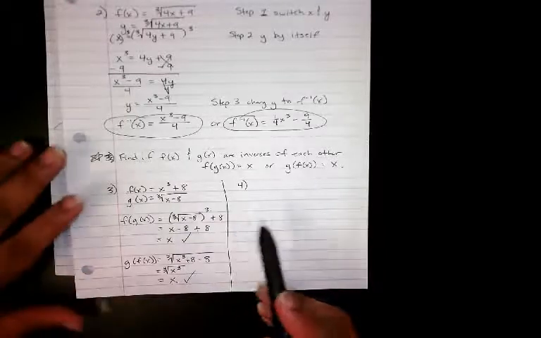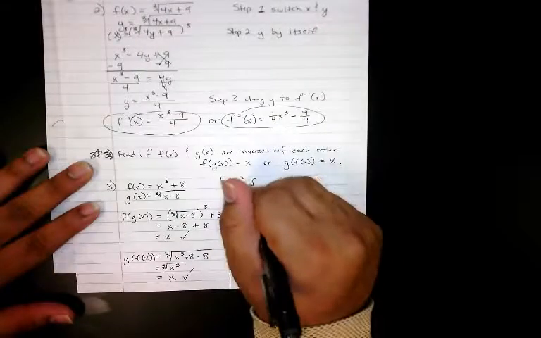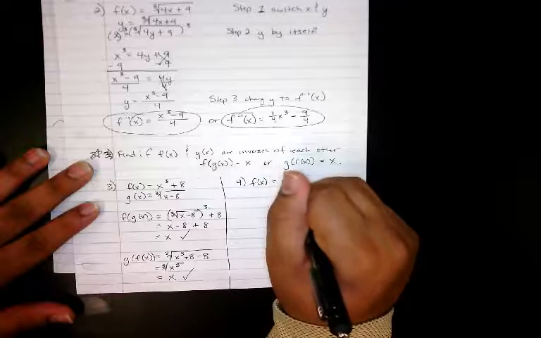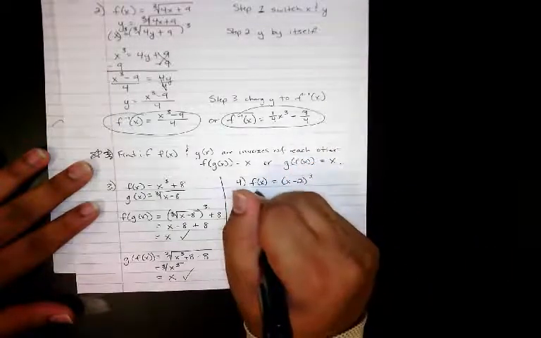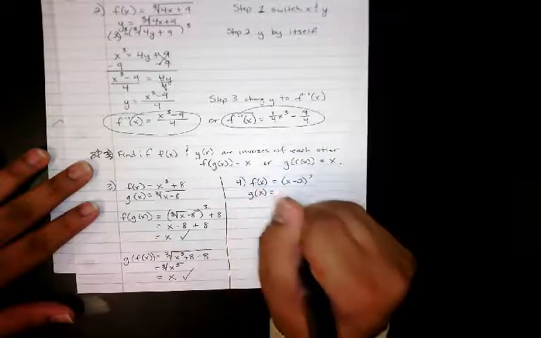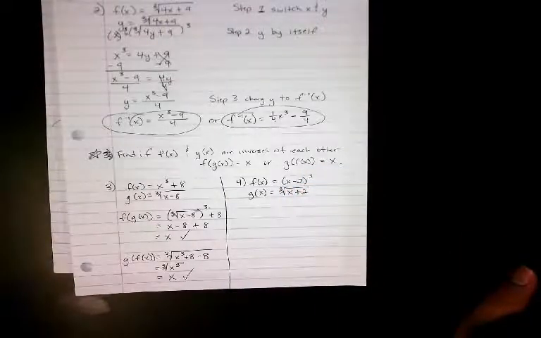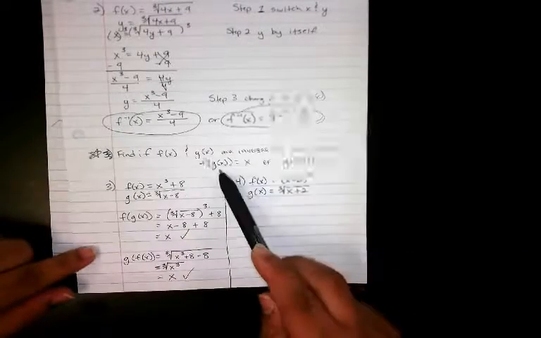Okay? So we're going to do number 4. Okay, number 4, you have f of x is (x minus 2) cubed. Then you got your g of x, which is just the cube root of x plus 2. Okay, those are the two equations I give you. So now I got to check if this would be true and if this would be true.